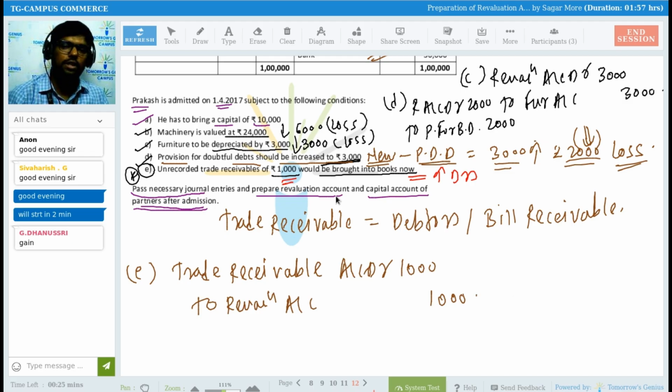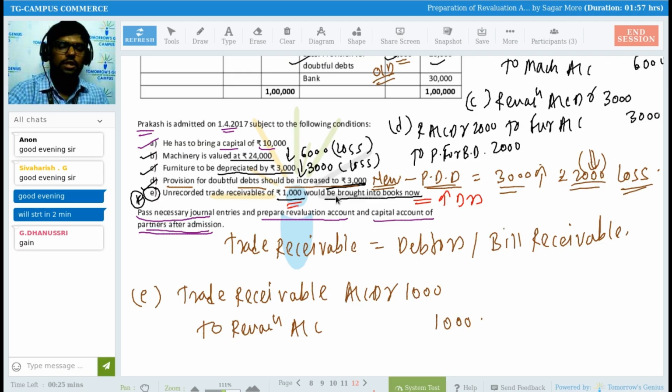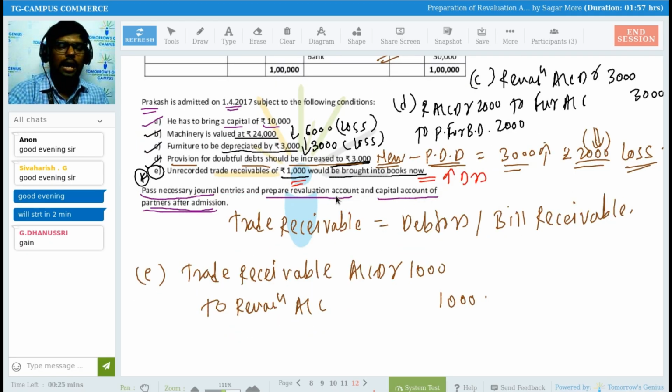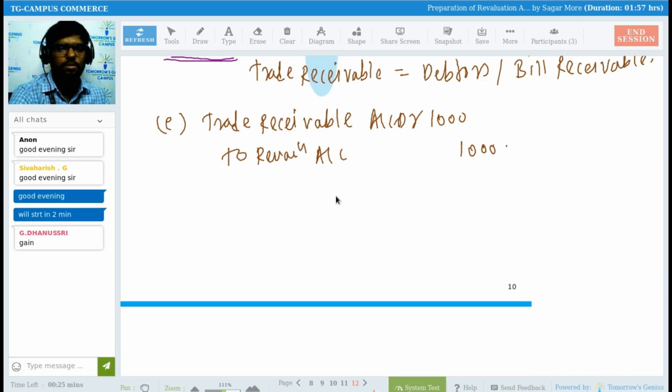Understood or not? Sadhna, Shivarish, Dhanushri, are you there? Yes, understood, sir. Okay, if you understood, so far I have covered the revaluation account and all the adjustments. So based on these adjustments, I can prepare the revaluation account. I am preparing the revaluation account roughly here. Please help me in solving that revaluation account.